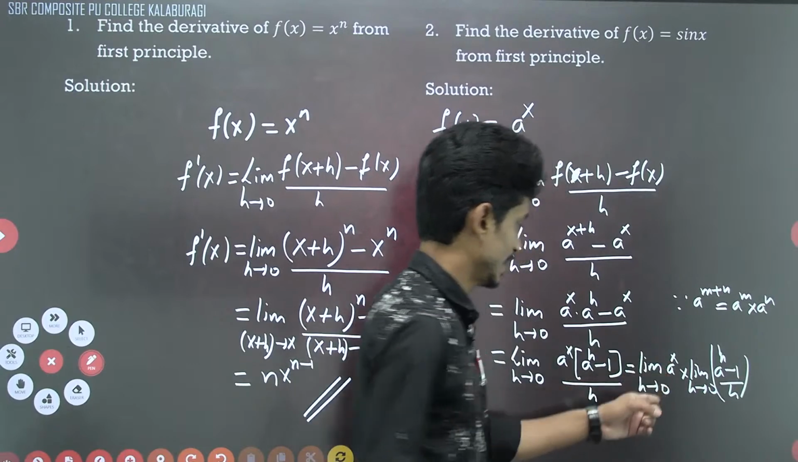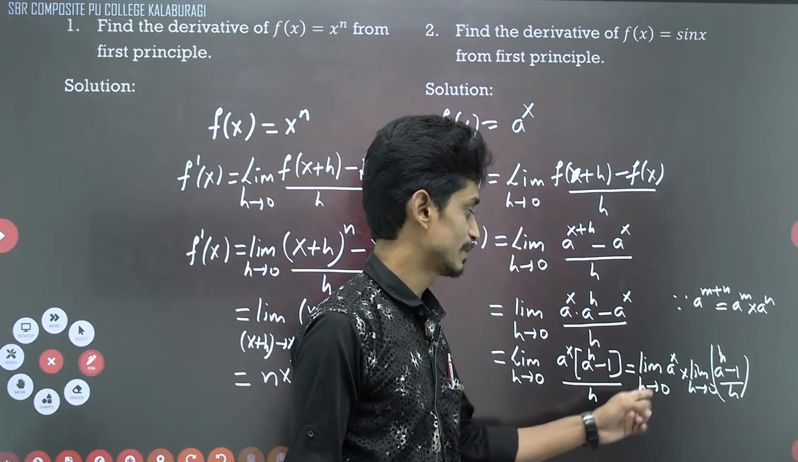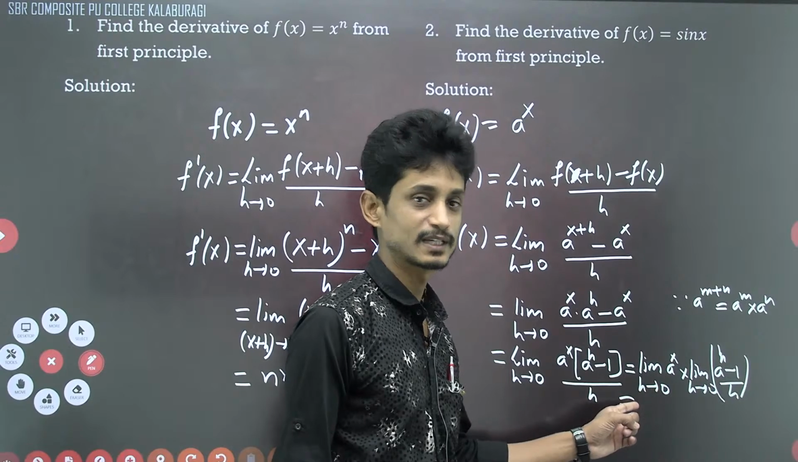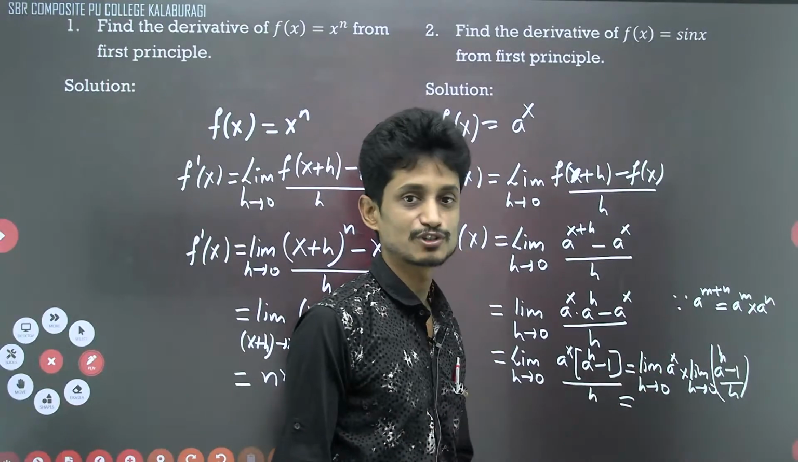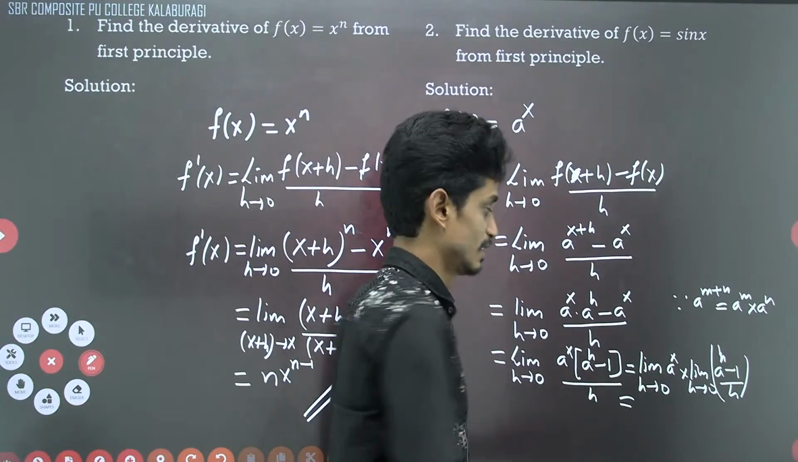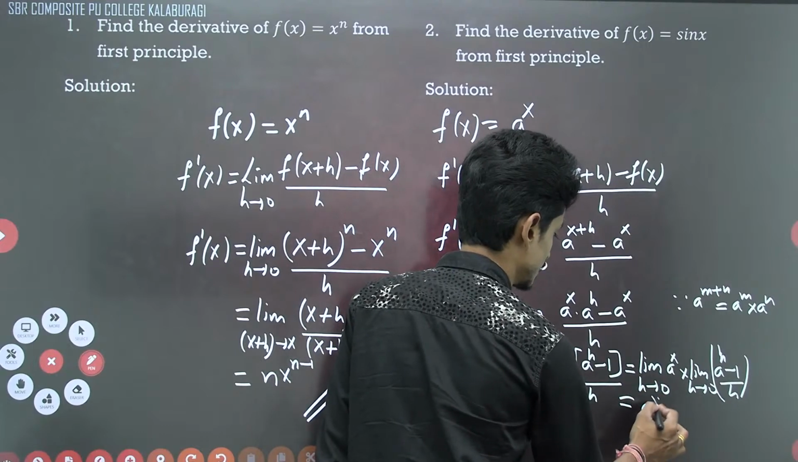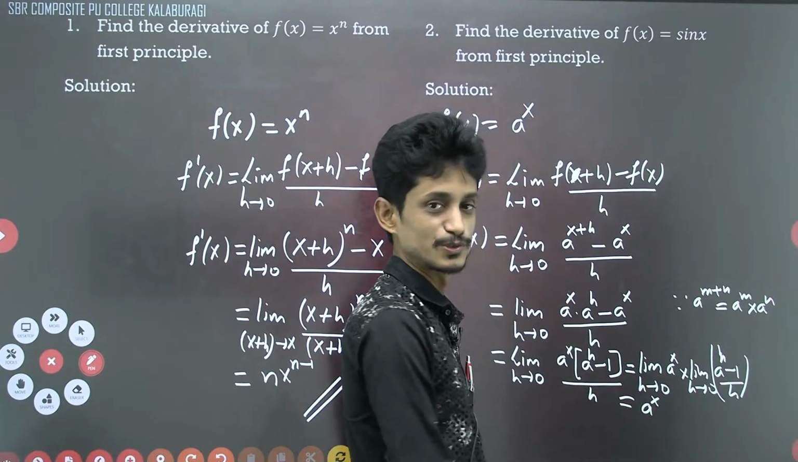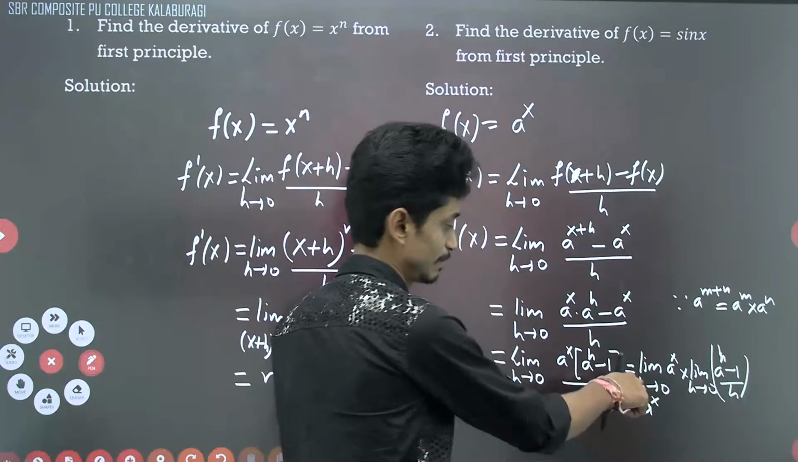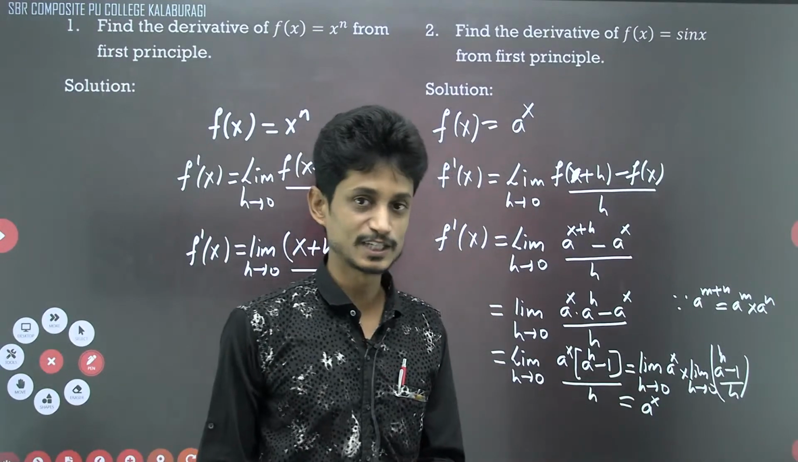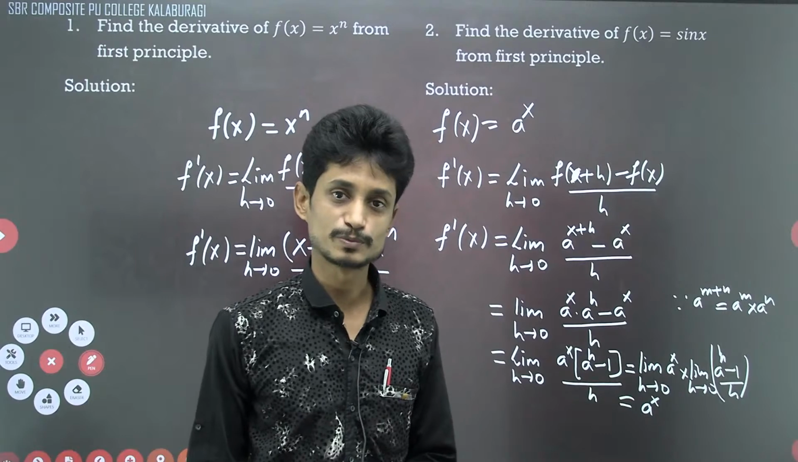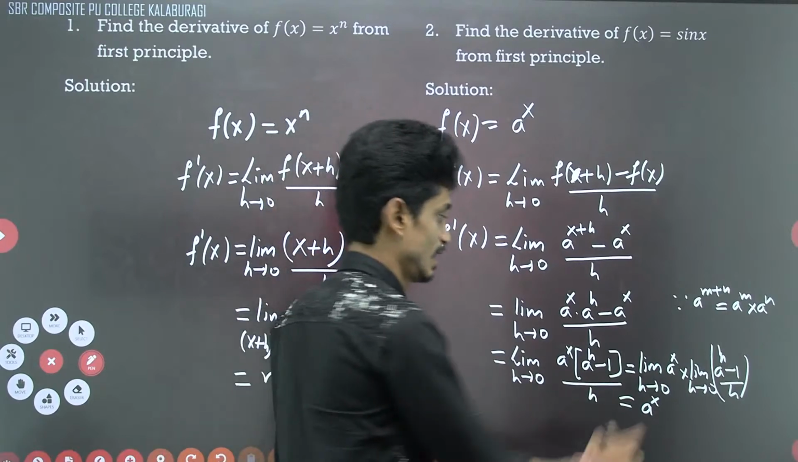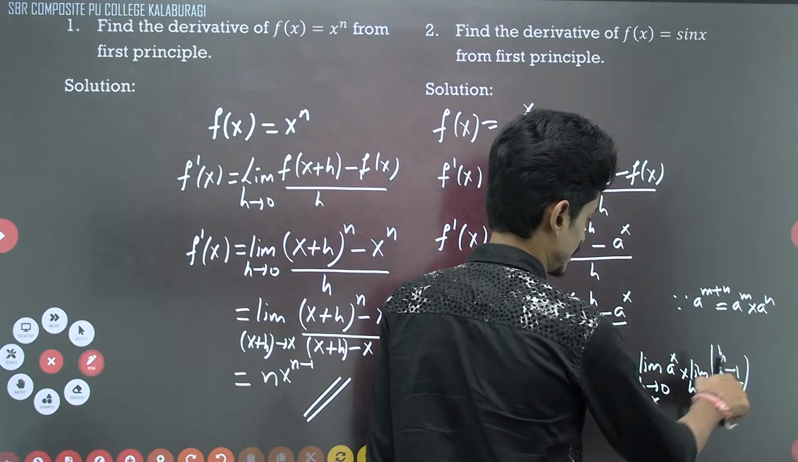Here the variable will be h, but a power x should be considered as a constant. I take a power x outside, because I can't substitute here: the variable h is tending to 0, so a power x should be treated as a constant. Now, the limit of a power h minus 1 divided by h.